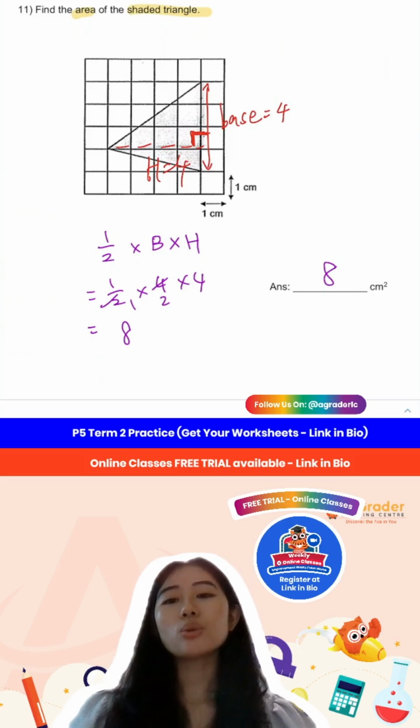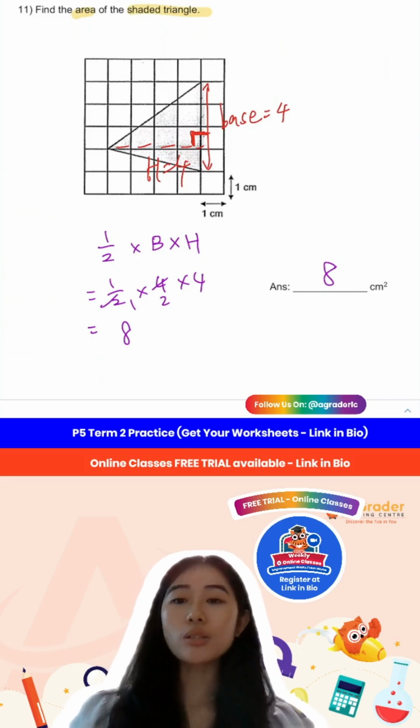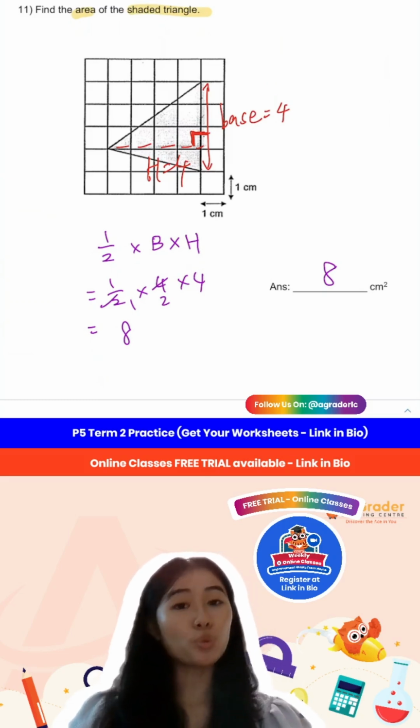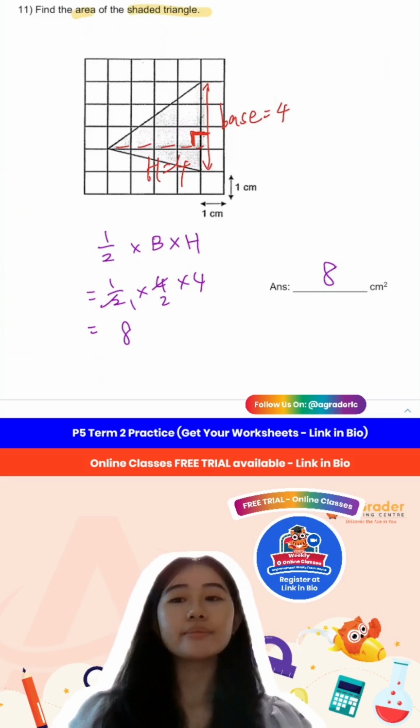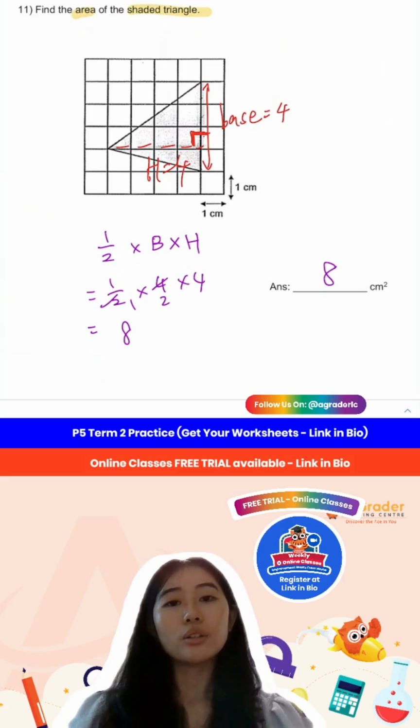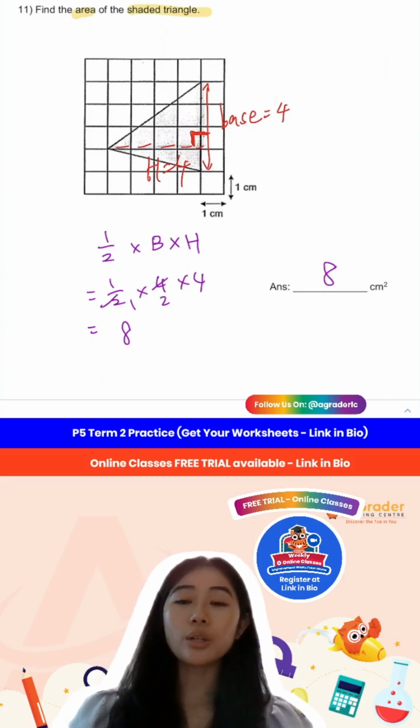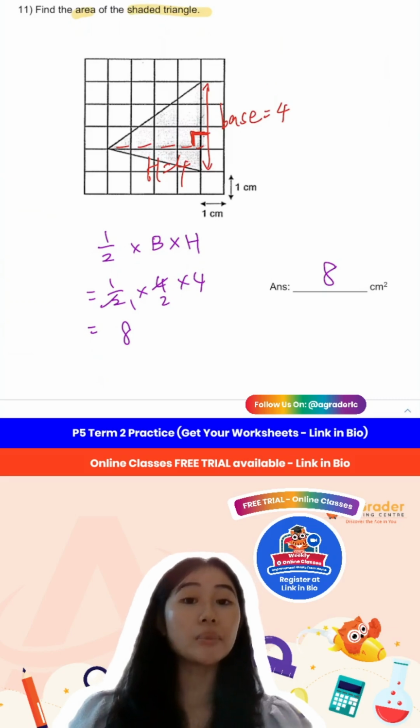So for today's paper, we have a lot of triangle questions because area of a triangle is a new topic that you learn in term 2. And in P5, this is a topic that a lot of schools focus on. So it will definitely come out in your exam. It will be quite a high weightage in your exam, the area of triangle sort of question.